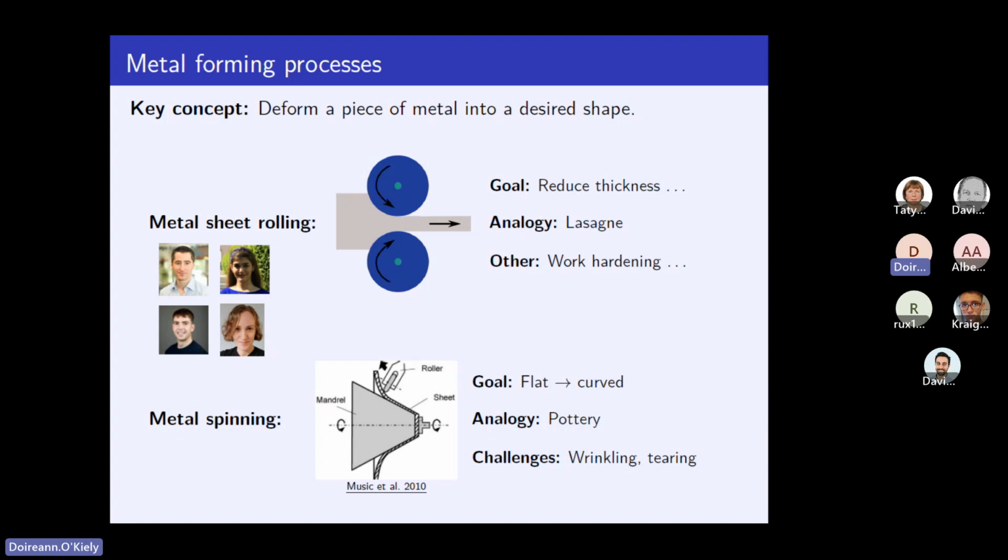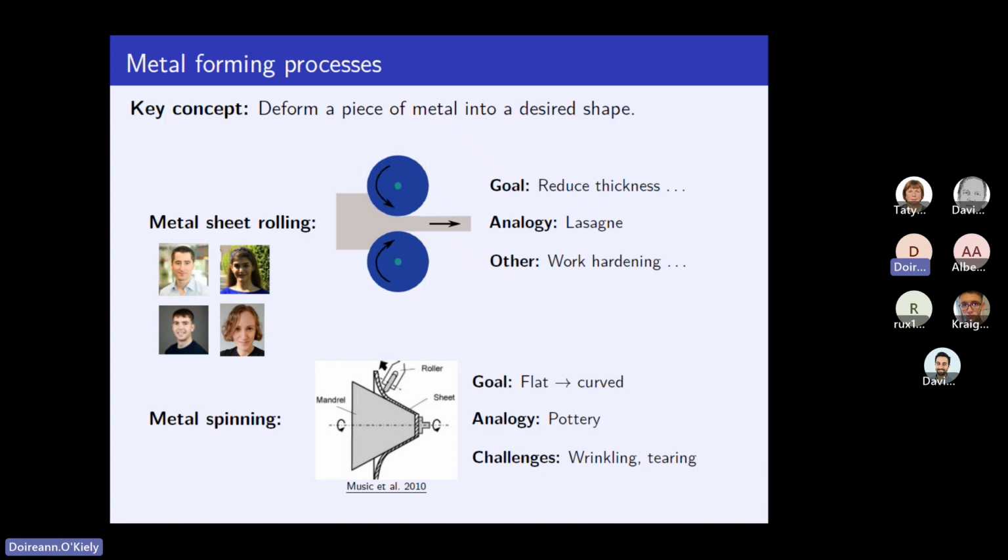Then by contrast, a different problem that we're starting to think about is metal spinning. And metal spinning is different because you take something flat and make it curved. This one I think of as being a little bit analogous to a pottery wheel. So you start with a flat sheet and you spin it around this axis, and then you push it gradually onto some target shape.